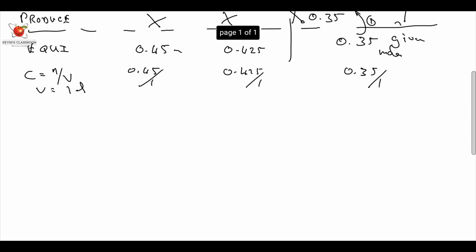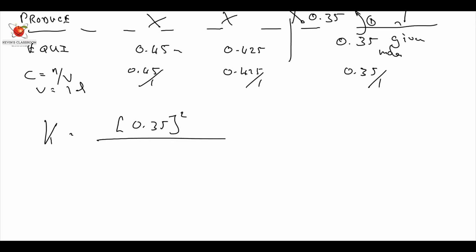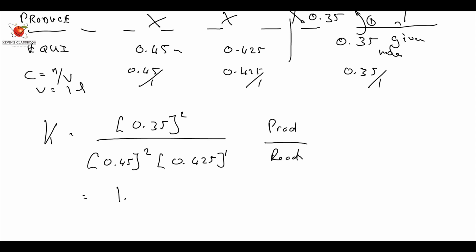My next step is to say, right, then Kc, or it's not Kc, just the equilibrium constant, because not at equilibrium. K is going to be equal to 0.35 squared. Don't forget that. Remember, it's always products over reactants, right? And I've got here 0.45 to the power of 2 multiplied by 0.425 to the power of 1, and it gives me my Kc of 1.423.